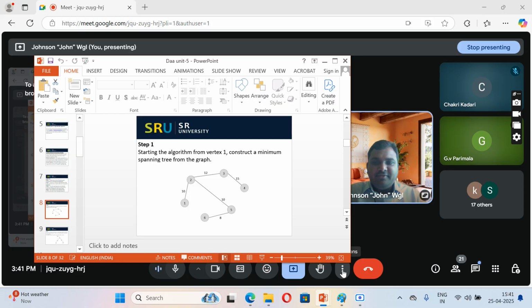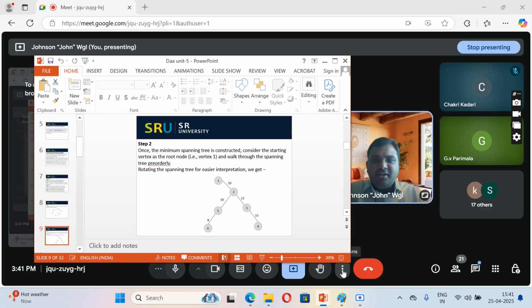For this graph, the first step is to construct the MST, the minimum spanning tree. To construct it, I'm using Prim's algorithm. The starting point is 1, then 1 is connected to 2, 2 is connected to 5, 5 is connected to 6, and then on the right side 2 is connected to 3, and 3 is connected to 4. This is the spanning tree.